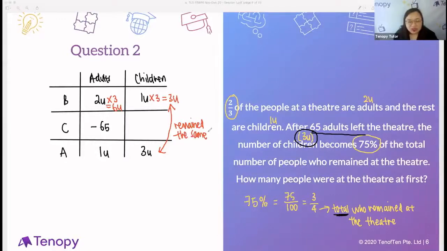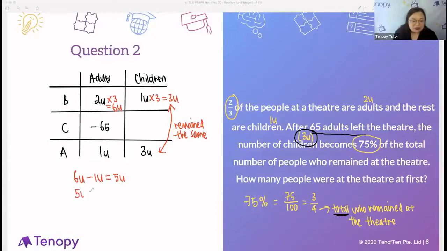Once the units for the children remain the same, we can compare the details for the adults. Now, it changes from 6 units to become 1 unit. So what is the difference in my number of units? Remember, it changes from 6 units to become 1 unit. So 6 units take away 1 unit is 5 units.